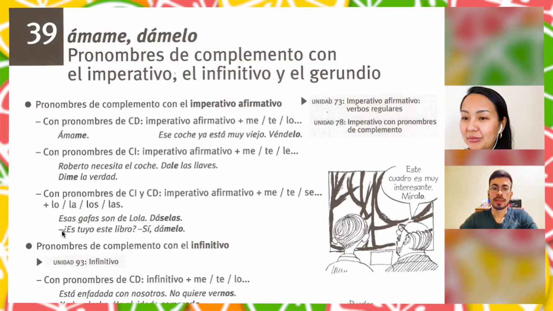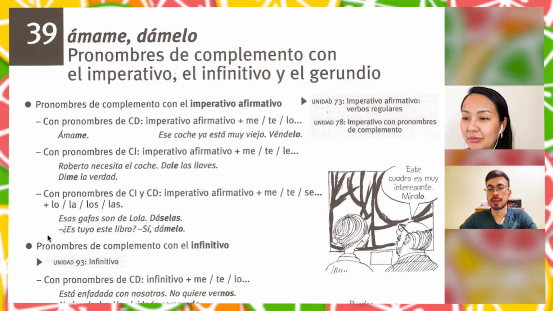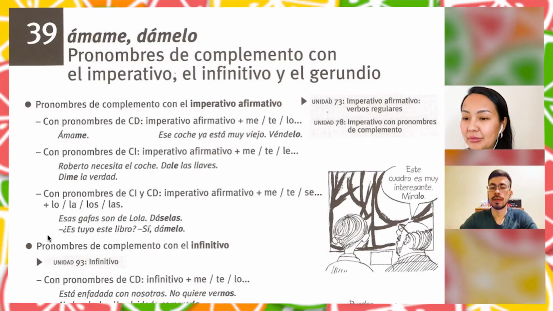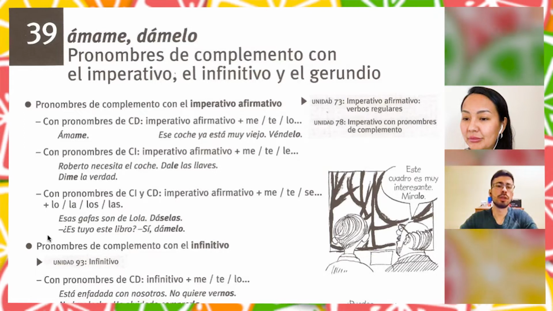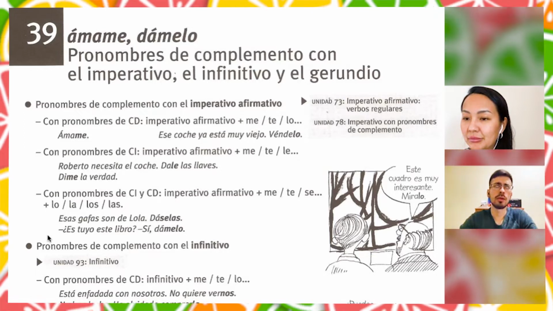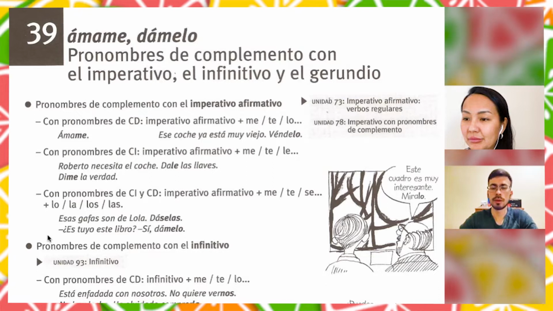Okay, so let's see this one. ¿Es tuyo este libro? Is this book yours?